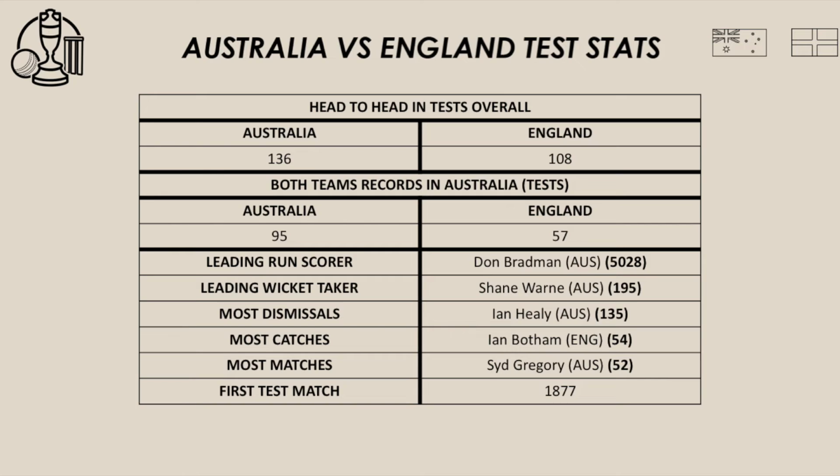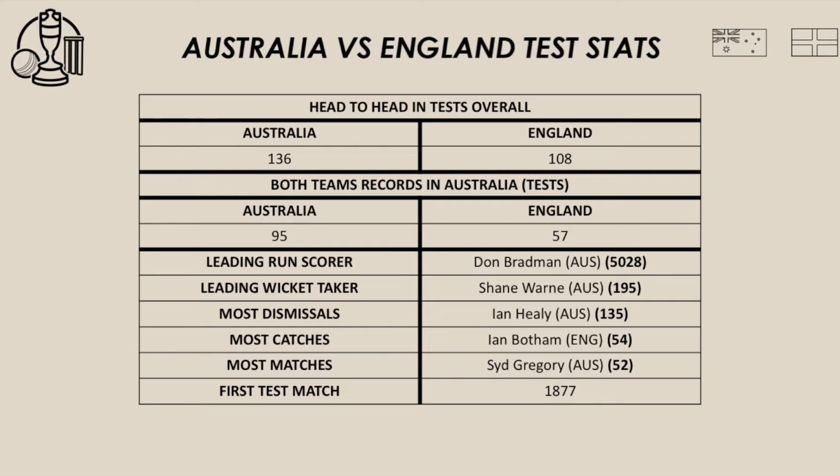Let's have a look at the test stats between Australia and England in Ashes series and in Test cricket. Head-to-head in test matches overall, Australia 136 wins, England 108. Both teams' records in test matches in Australia. Australia have won 95 test matches to England's 57 test matches.